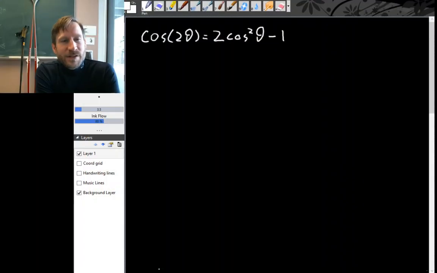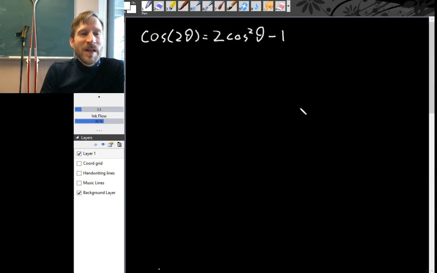Last time we started with the addition formula for sine and cosine, and we derived the double angle formulas. This time we're going to start with the double angle formulas and get some other identities that turn out to be pretty useful. So here's the double angle formula for cosine, well, one of the three flavors of the double angle formula for cosine.